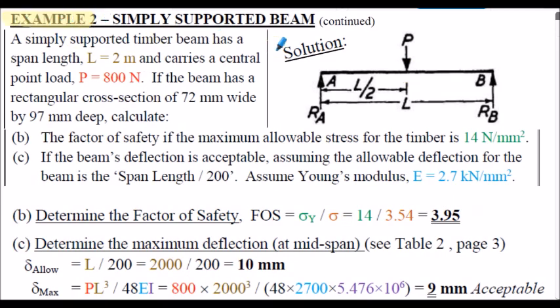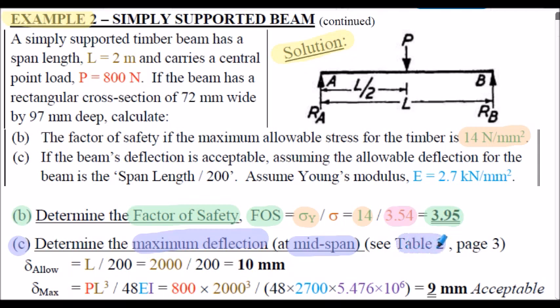Example 2, solution continued. So part B, we're asked to determine the factor of safety, which is the maximum allowable stress in this case, sigma Y labelled here, 14 newtons per millimeter squared, divided by the working stress calculated on the previous slide. So the factor of safety evaluates to 3.95, approximately 4. Part C now, we've got to determine the maximum deflection, which occurs at the midspan. So again, from our previous table, we can extract the appropriate formula for the deflection of a simply supported beam at the midspan.